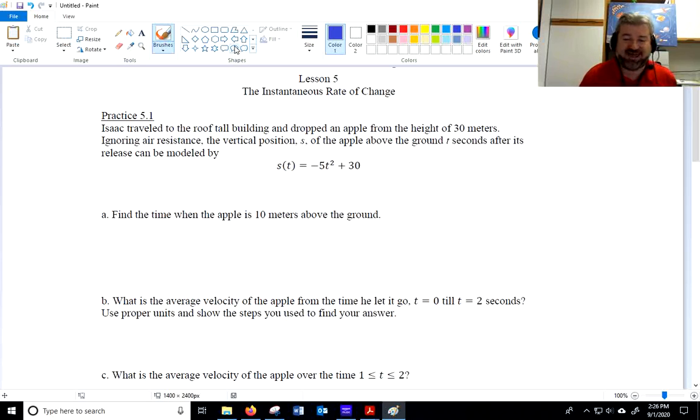So just a quick word, S is often used in math class to represent position. We also use X for X position and Y for Y position. S is just kind of a generic variable for position. Find the time when the apple is 10 meters above the ground.